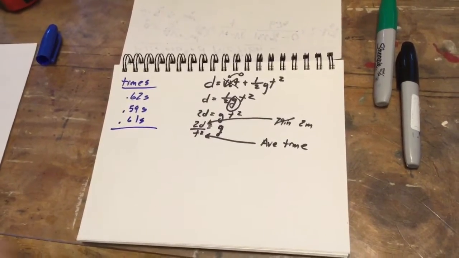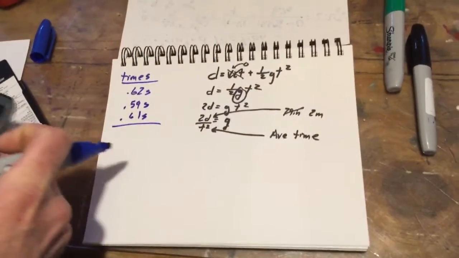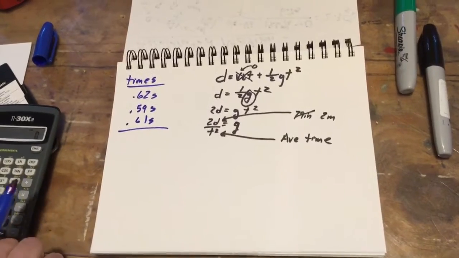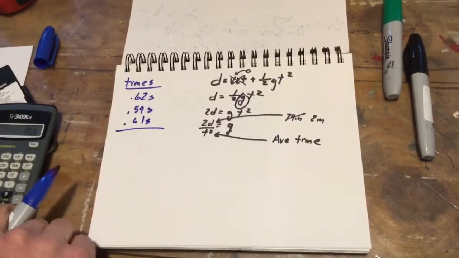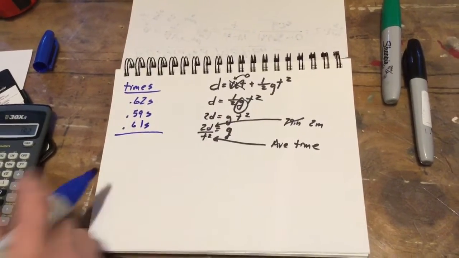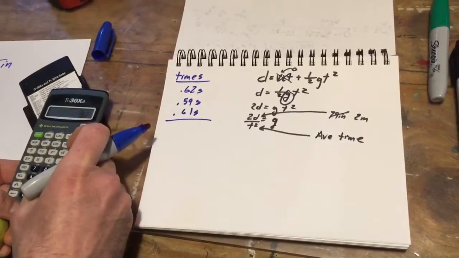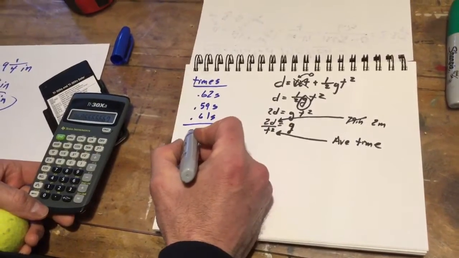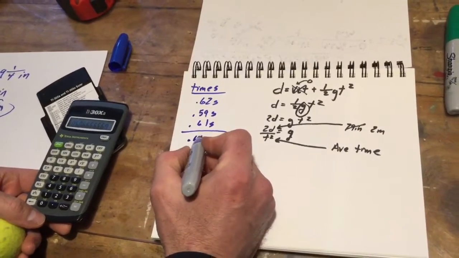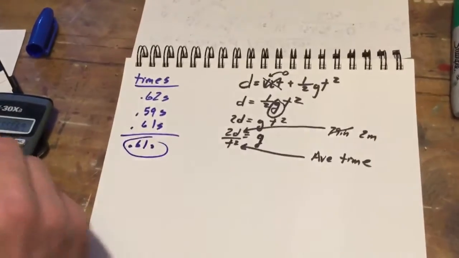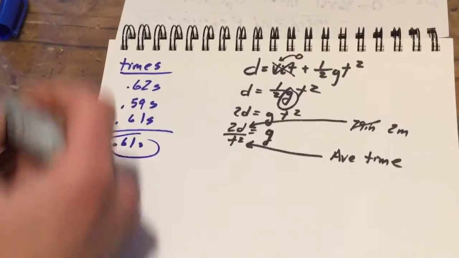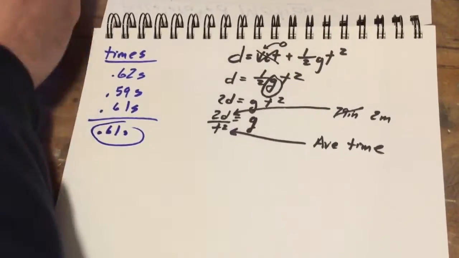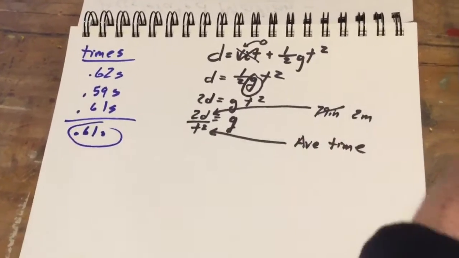So what do I do? Well, I add them up, and then I divide by 3 because I have 3 in this case, but when you would be doing it, you'd be adding up and dividing by 10. So I got 0.62 plus 0.59 plus 0.61 equals 1.82, divided by 3. My average time turns out to be 0.61 seconds. It's 0.60666, so I rounded that to 0.61. So at this point, we could plug in and see what we got on our equation.